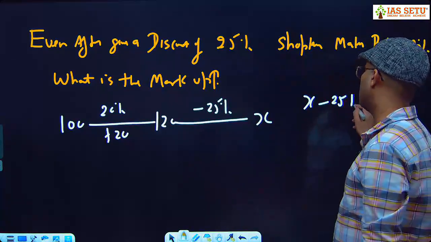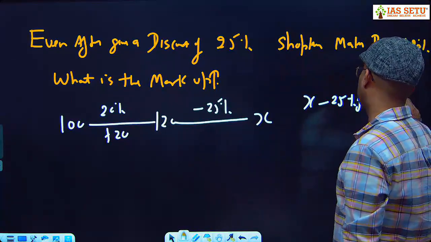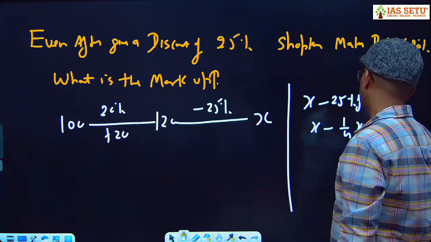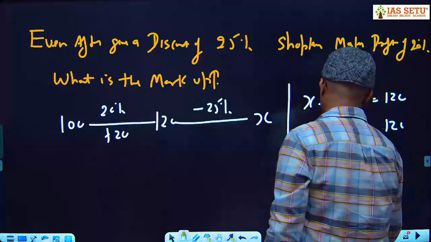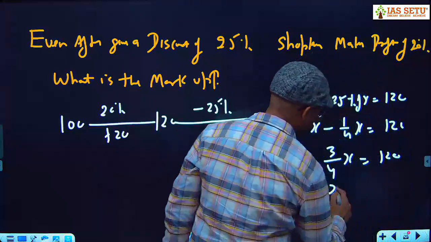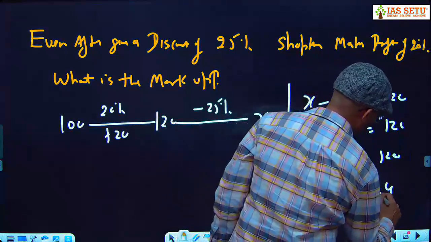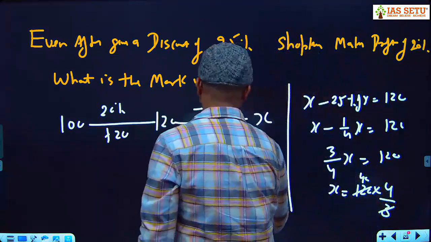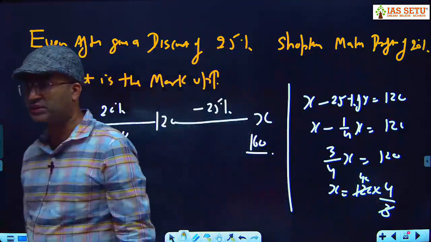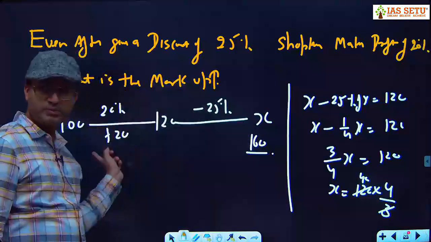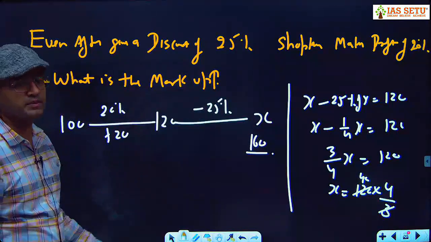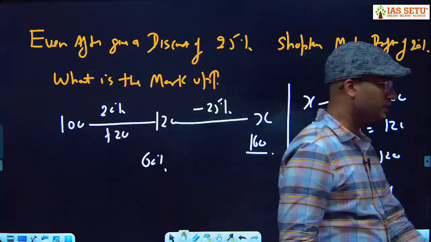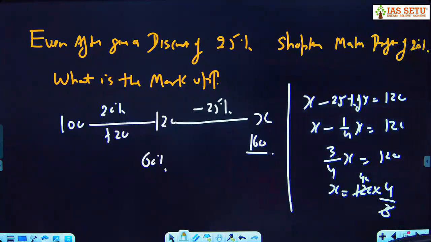X minus 25% of X is 120. What is 25%? 1 by 4. X minus 1 by 4 is 3 by 4. तो X क्या आ जाएगा 120 into 4 by 3. तो here 40 into 4 160. So markup price 160. Markup price is how much percentage more than cost price? 60%. 160 is how much percentage more than 100? 60%.